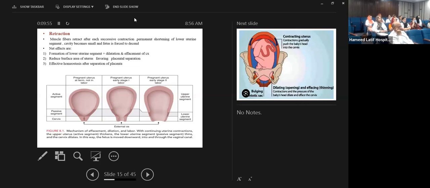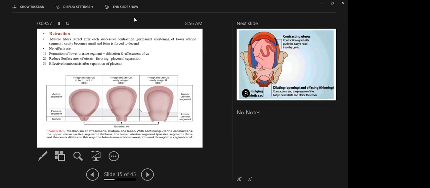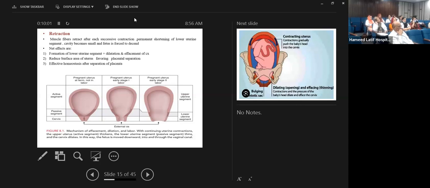Now here is the diagrammatic representation where you can see the active segment, that is the thick upper uterine segment. The lower segment is passive and thin. With the progression of labor, that is dilatation of the cervix, the lower segment usually shortens.